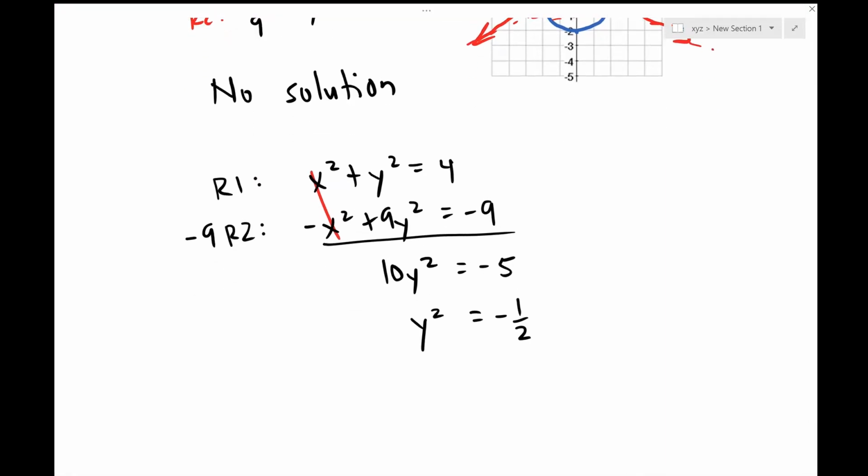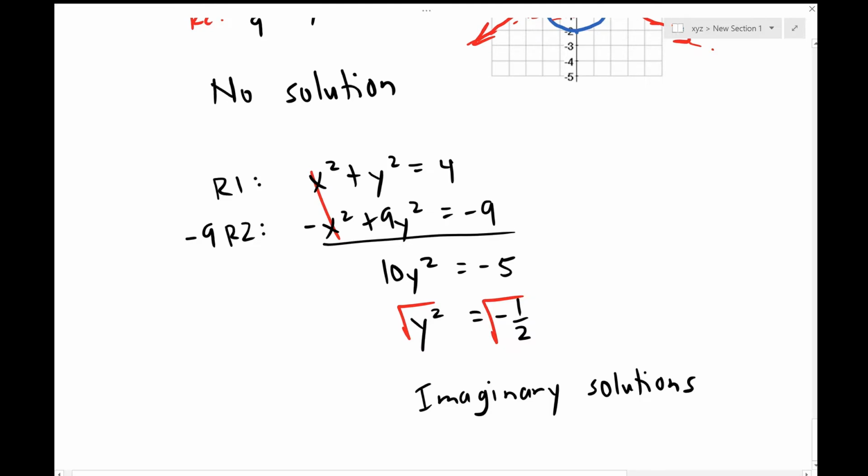And by taking the square root of each side, we're going to end up taking the square root of a negative number. So we end up with imaginary solutions in this case. Again, we're only going to be interested in real valued solutions, so when this happens, we can just say no solution. Or if you want to be more specific, you could say no real solution.